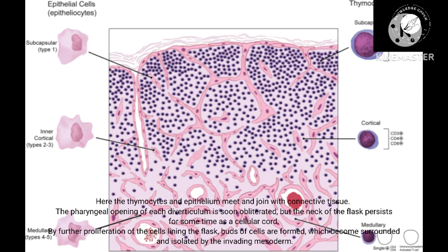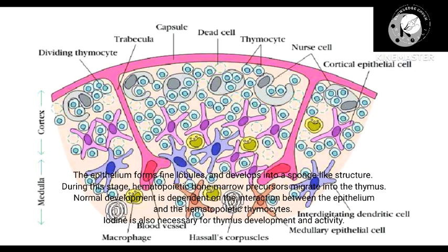The pharyngeal opening of each diverticulum is soon obliterated, but the neck of the flask persists for some time as a cellular cord. By further proliferation of the cells lining the flask, buds of cells are formed, which become surrounded and isolated by the invading mesoderm. The epithelium forms fine lobules, and develops into a sponge-like structure. During this stage, hematopoietic bone marrow precursors migrate into the thymus. Normal development is dependent on the interaction between the epithelium and the hematopoietic thymocytes. Iodine is also necessary for thymus development and activity.